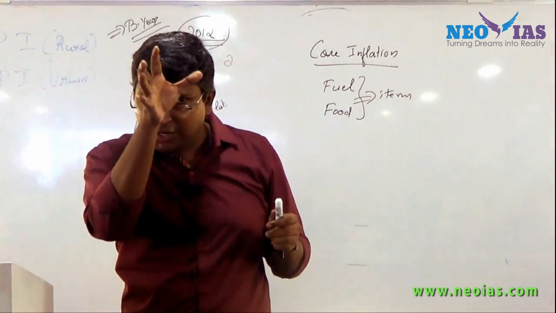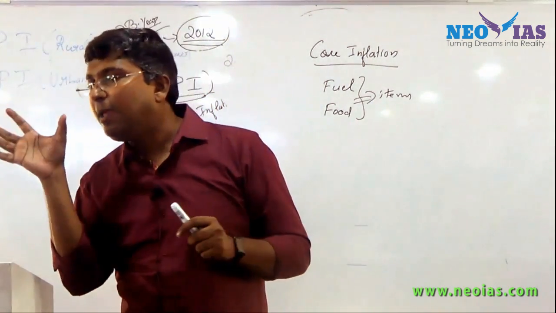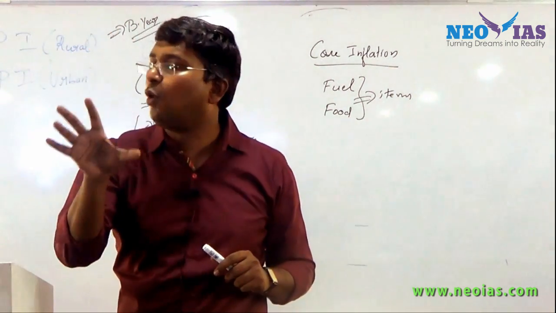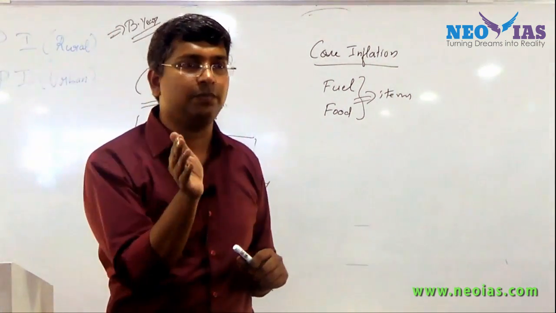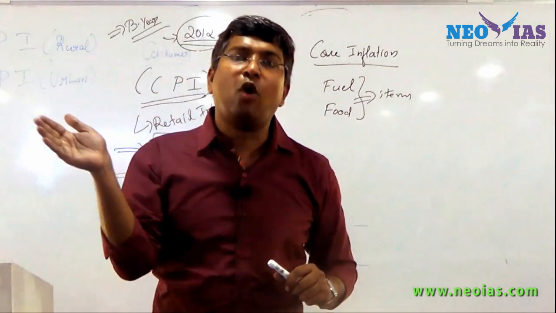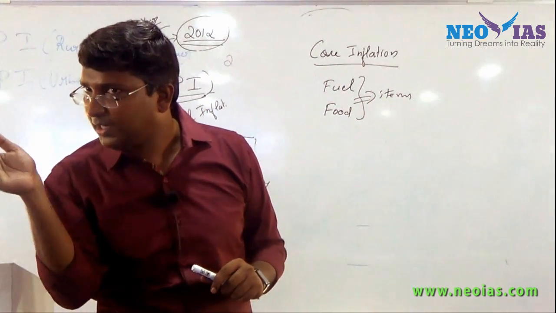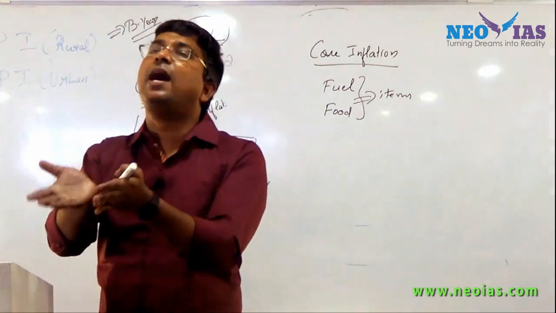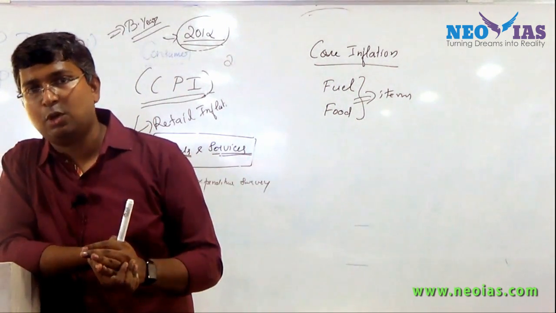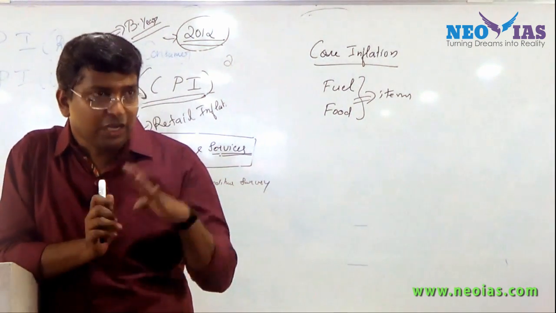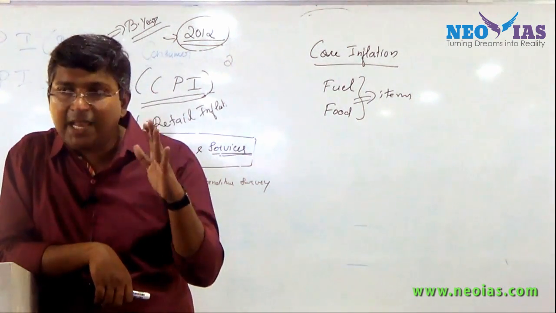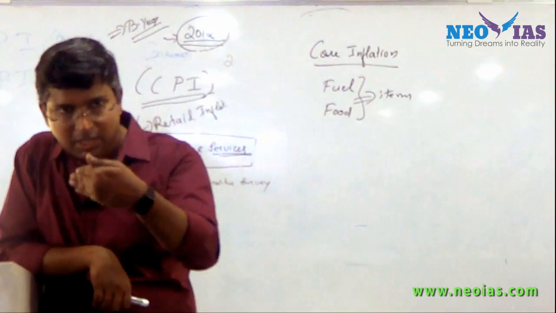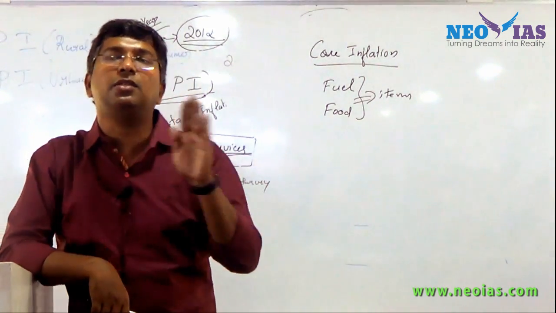So in order to ensure that these fluctuating items do not distort the inflation data, along with the normal inflation data, a separate data is released, which is called core inflation. The specialty of core inflation is that they remove volatile items, and then the inflation data of the rest of the items is released. That data is what is called core inflation.